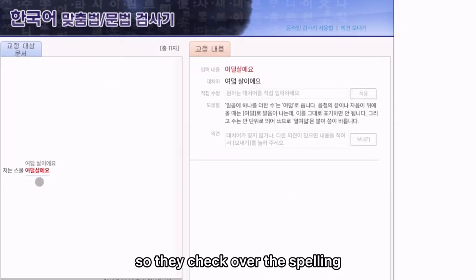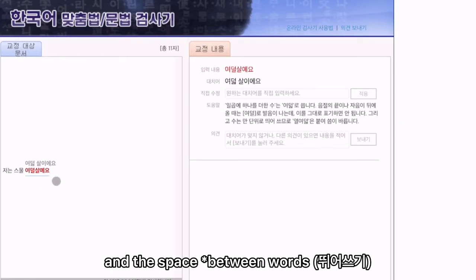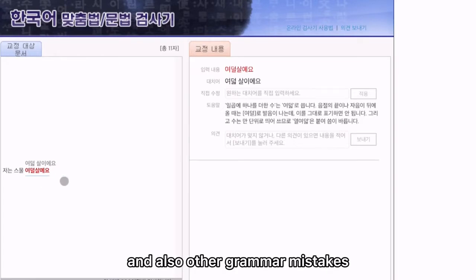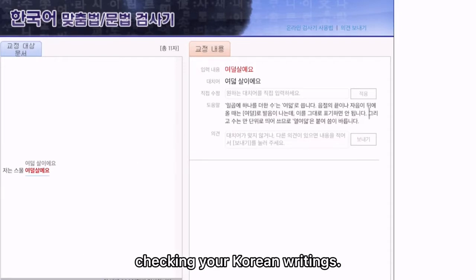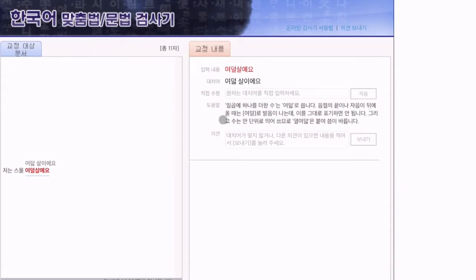So they check over the spelling and the spacing and also other grammar mistakes. And if you look on the right hand side, they even explain the reason why they're correcting you in this way. It's like having your own Korean teacher checking your Korean writing.